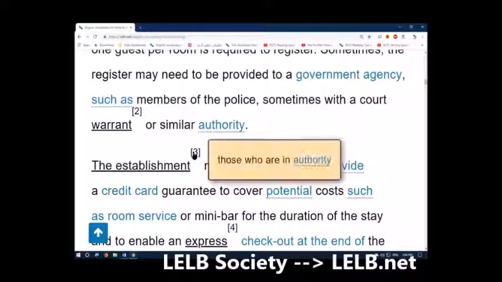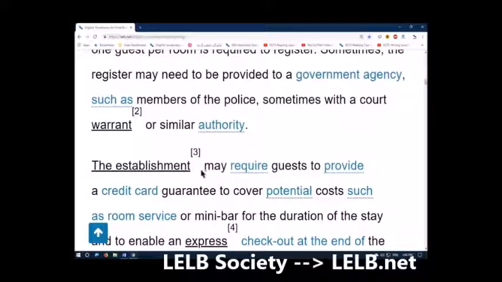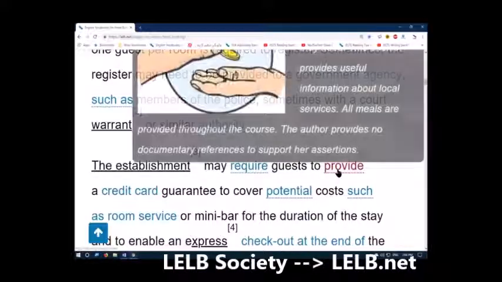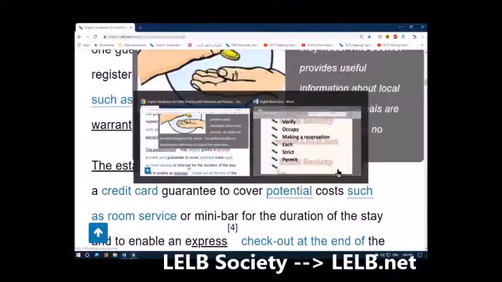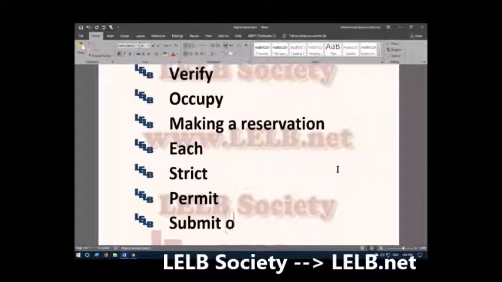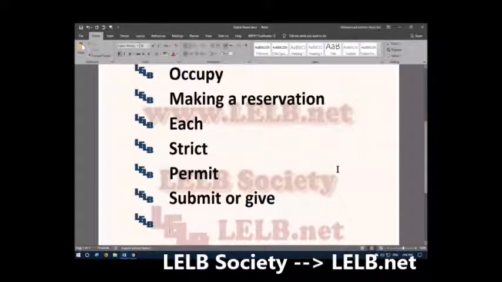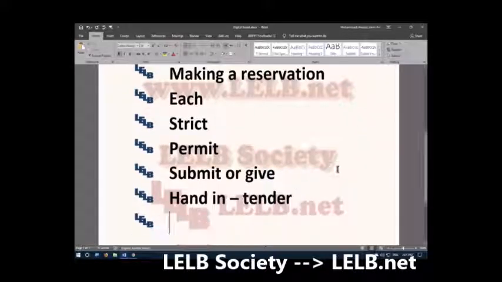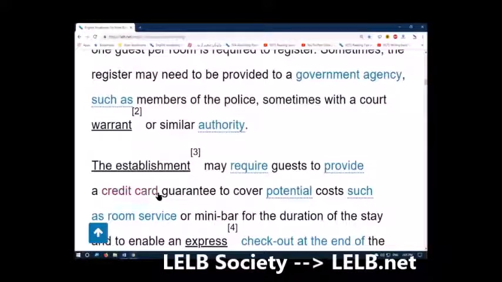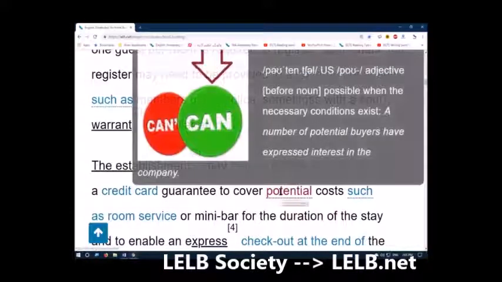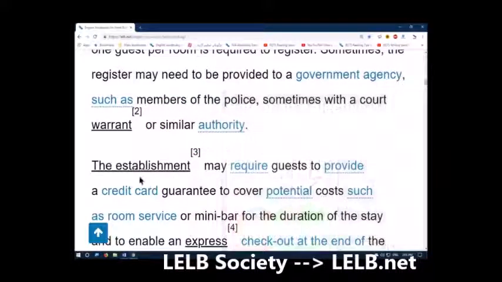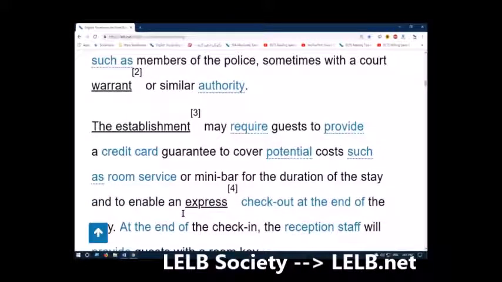The establishment, or those who are in authority, may require guests to provide. Provide means submit or give, or here actually means, or even you can say hand in or tender a document, provide a credit card guarantee to cover potential or possible costs such as room service or minibar for the duration of the stay, and to enable an express checkout at the end of the stay.